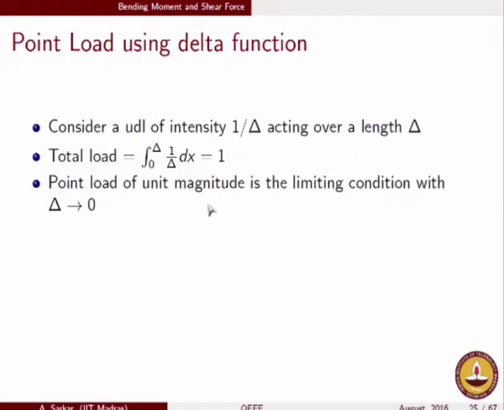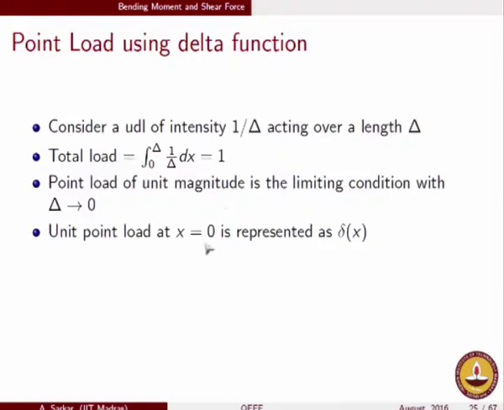So a point load of unit magnitude, in our understanding at this stage, is the limiting condition wherein you have a UDL of intensity 1 by delta, which is spread over a length of delta. So it is spread over a very infinitesimal region, and the UDL intensity is very large. But despite the UDL intensity being very large, the load is finite. The load is 1. So it is a point load of unit magnitude.